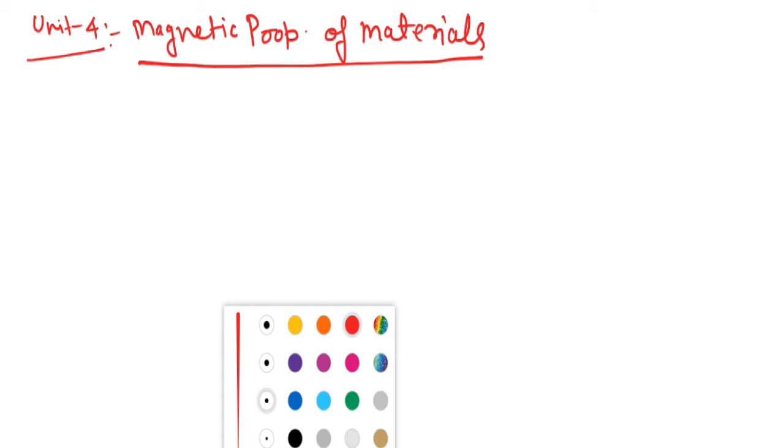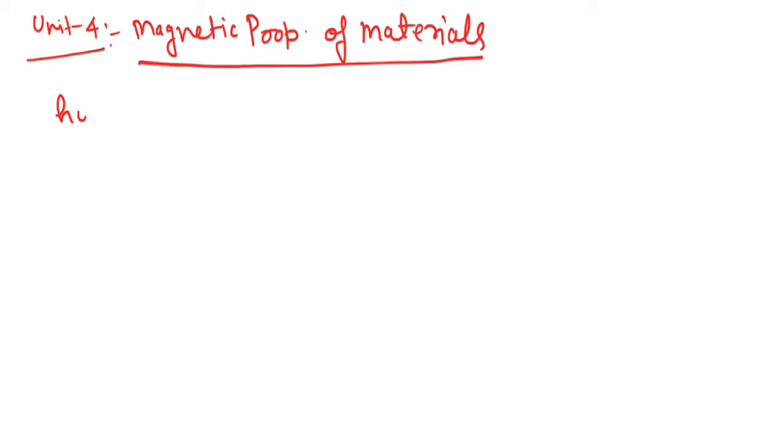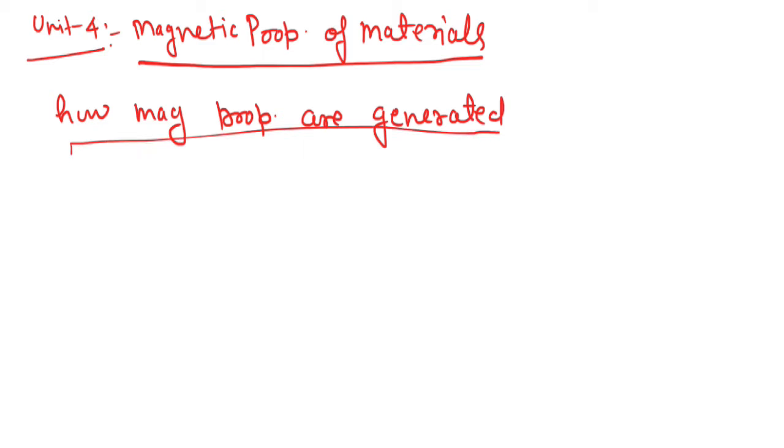Now first we will see how these magnetic properties are generated in any solid, or why any material is magnetic, and how there are possibilities of different type of magnetic materials.